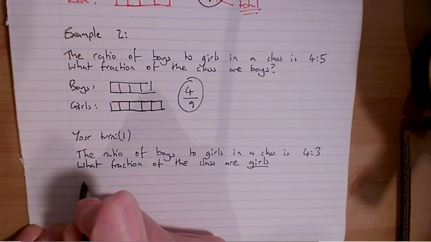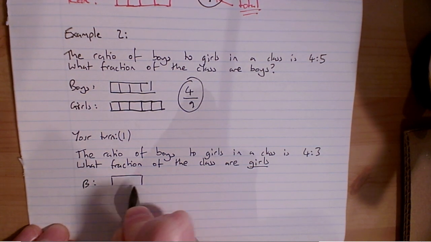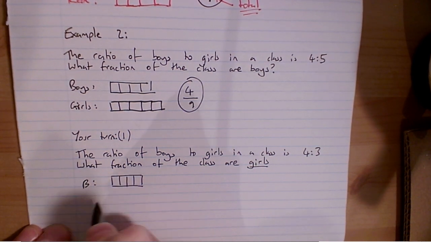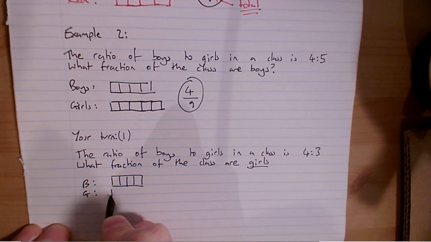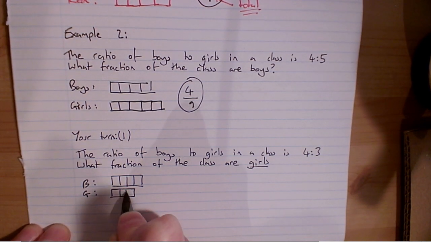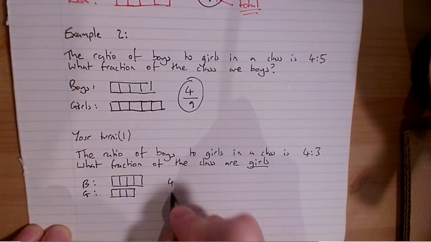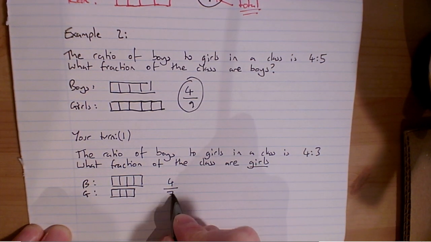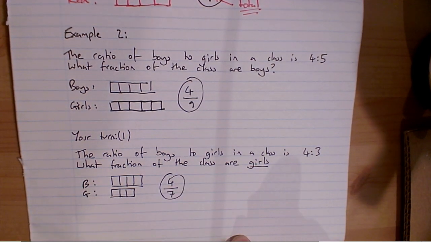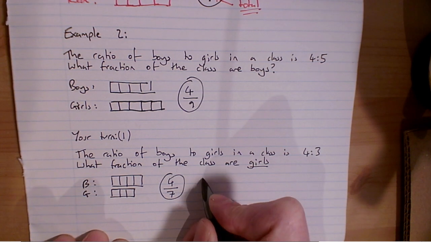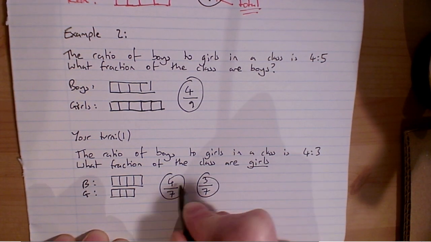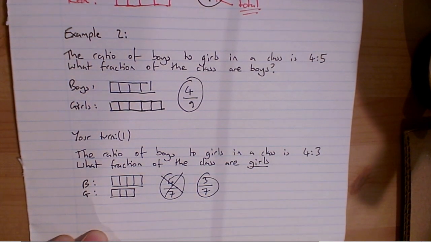Okay, so we've got boys is 4 boxes. Girls is 3 boxes. 4 boys out of 7 in total, so it's 4/7. That would be boys, but I actually asked for girls, so girls is actually 3/7. Sorry, my mistake. Girls is 3 out of 7. Okay, mark your work, green pen.